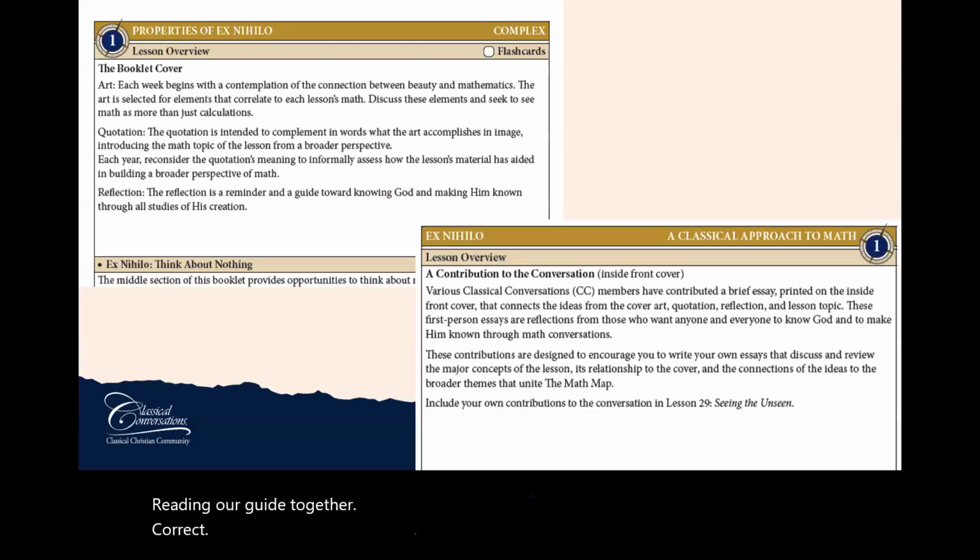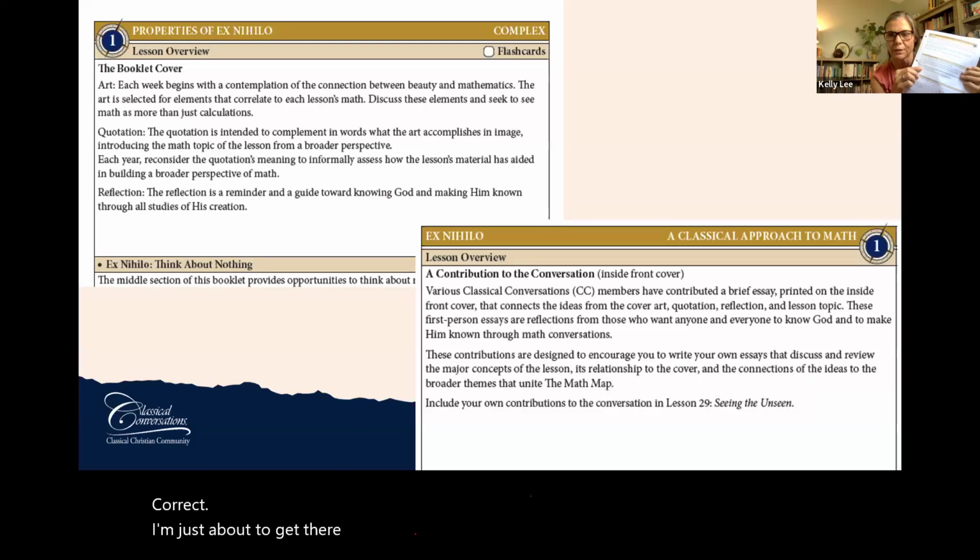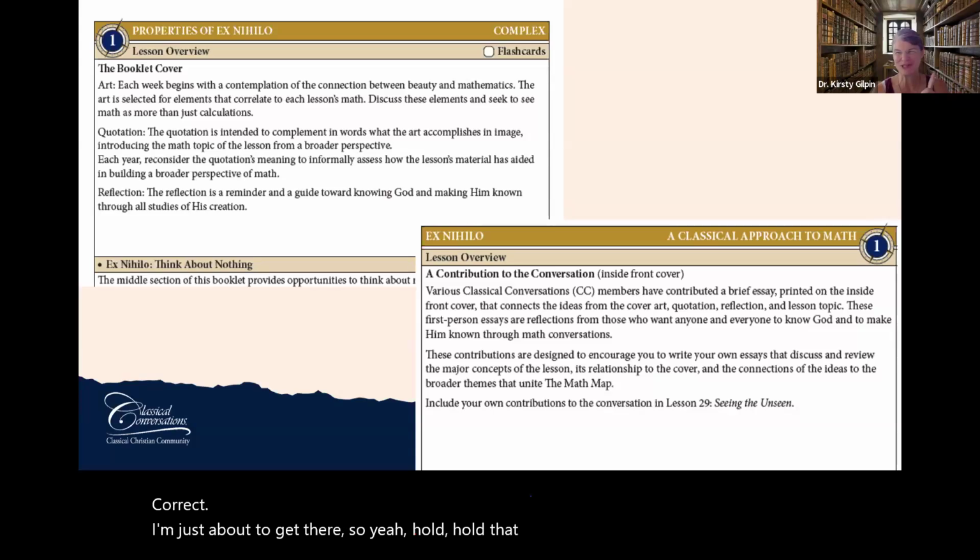There's also, though, correct me if I'm wrong, but the middle section in the booklet just has something to engage with. Yep, hold that thought, because we're just about to do that.